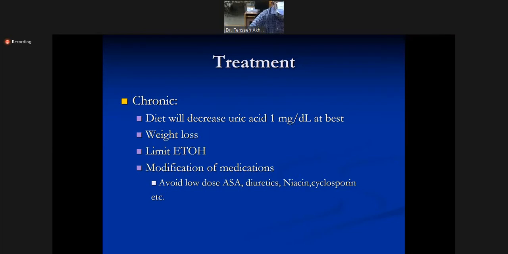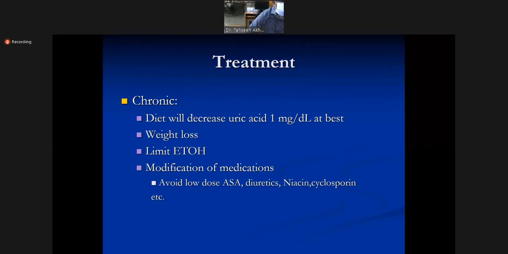Limit alcohol and other beverages which contain fructose sweeteners. This increases the level of uric acid. So this type of juice, in which fructose is used as a sweetener, should not be used. And some medications should be avoided, like aspirin, diuretics, niacin, cyclosporin.